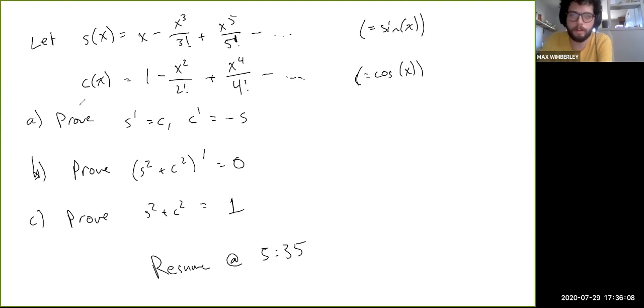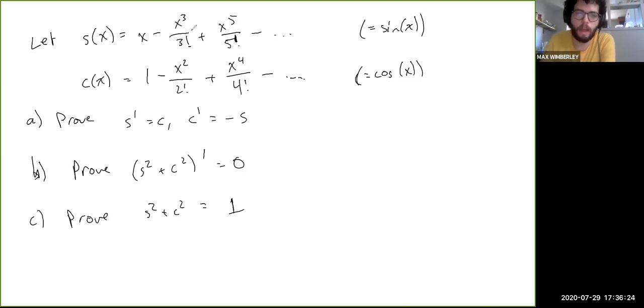All right, so let's go over this now. For the first part, it's not too difficult. You can just see from looking at it that it's going to work out, because if you differentiate this, you get 1 and then you get 3x squared over 3 factorial, which becomes x squared over 2 factorial because the 3 cancels out. And then you get 5x to the 4th over 5 factorial, which becomes x to the 4th over 4 factorial. So term by term, they line up.